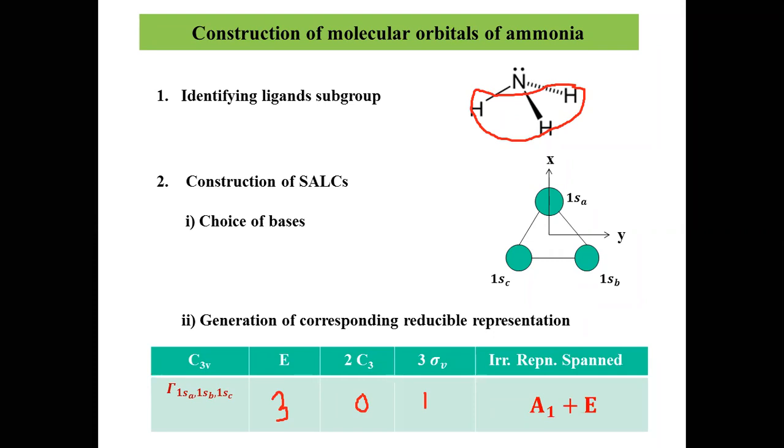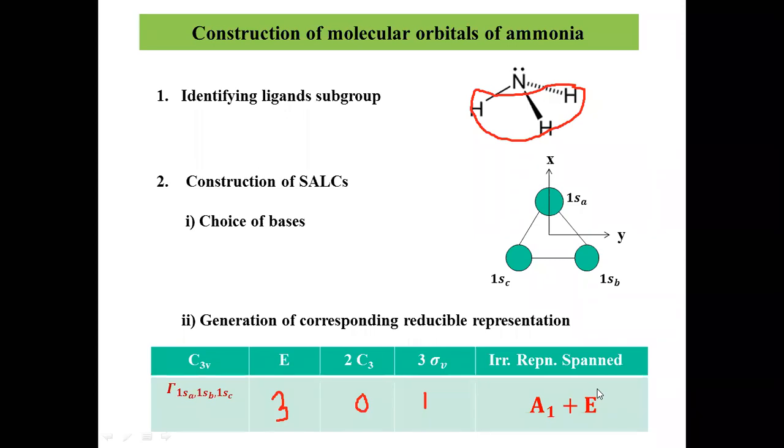Therefore, we would expect that using the 1s orbitals we are going to get 3 SALCs. One of them is going to be totally symmetric, which you have already seen in the previous session, and 2 of them are going to be E-type, that means doubly degenerate. We worked out one of them, and we'll see what the second one is going to be. That's what we tried to do in the last session.